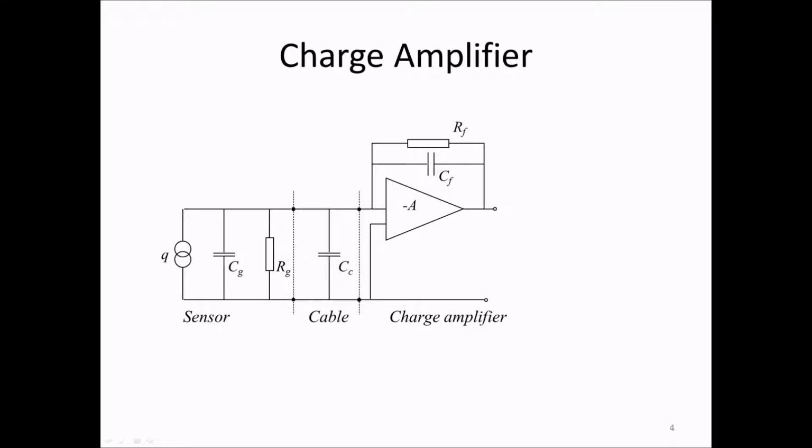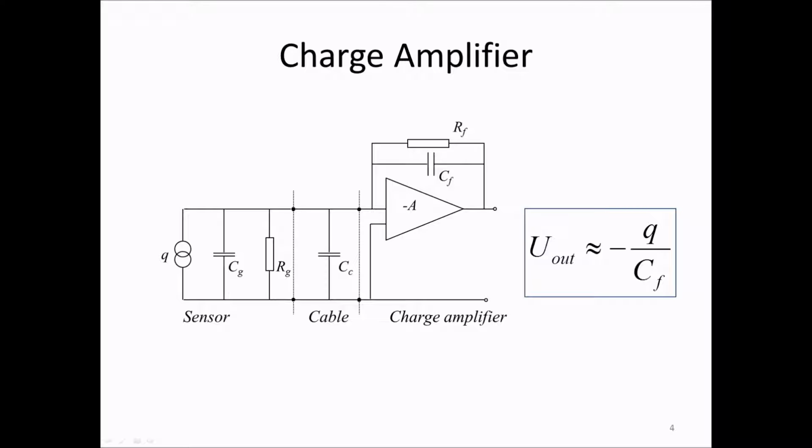An important property of charge amplifiers is that the output voltage is, to a good approximation, only proportional to the charge we want to measure, divided by the capacitor value, C sub F, from the feedback capacitor of the operational amplifier, as indicated in the figure. This has two important consequences. First, the amplification is independent of the capacitance of the sensor and cable.